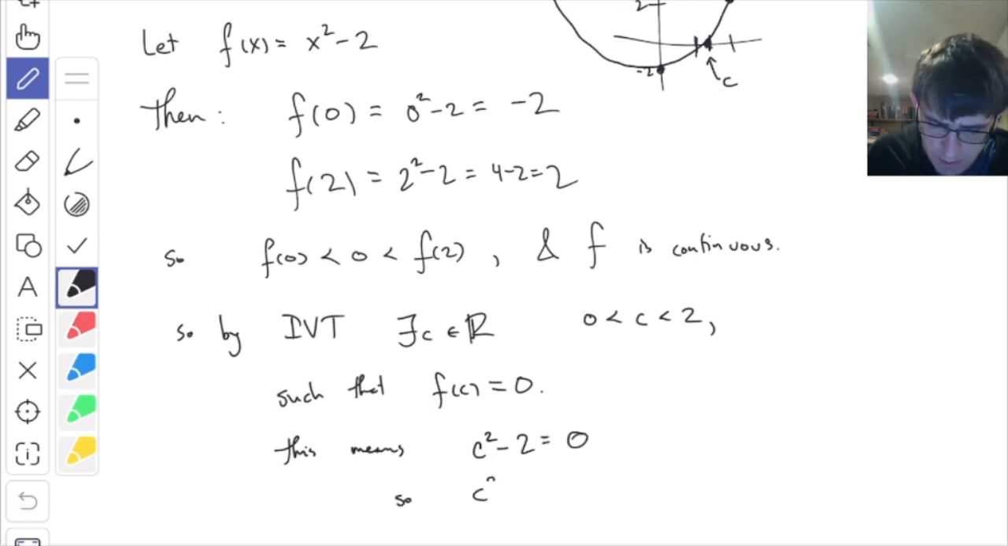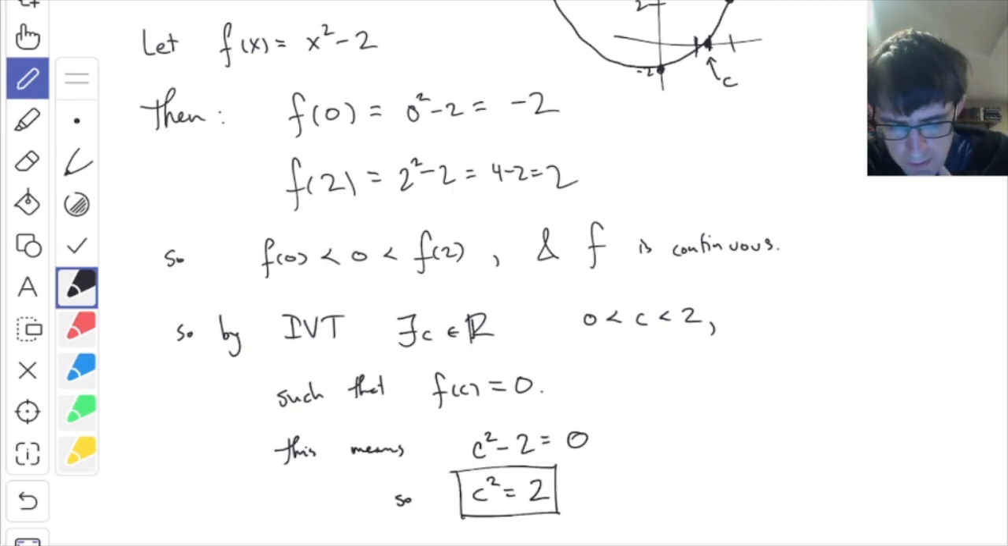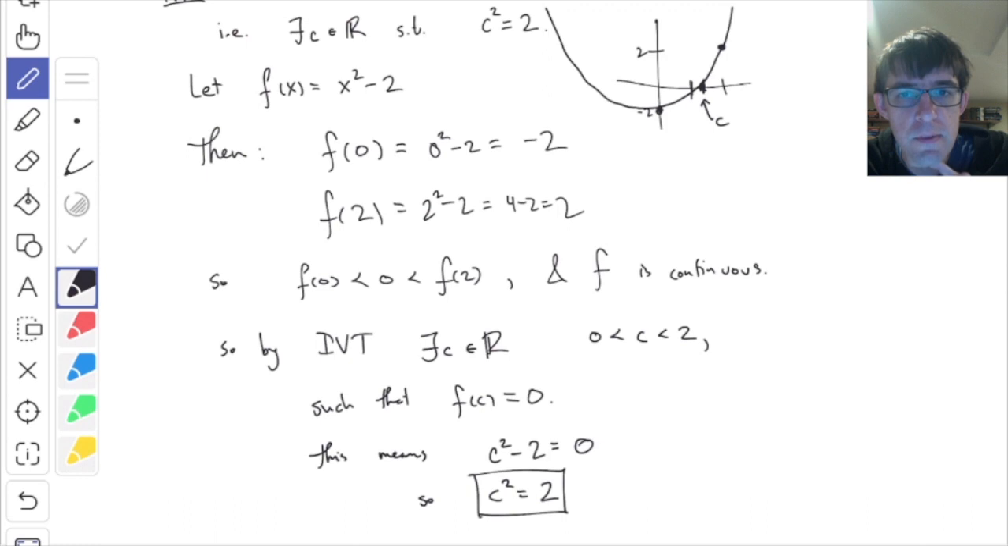So c squared equals 2, which is what we wanted, right? That was the whole point of this. I was trying to find some number such that c squared equals 2. And there it is. It is guaranteed by the intermediate value theorem. This does not give you any clue of how you could actually compute that number. It doesn't tell you what the number is, but it does tell you that that number must exist.